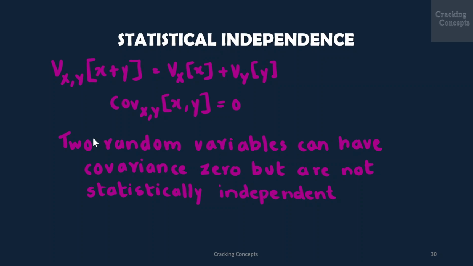The last point may not hold in converse, that is, two random variables can have covariance 0 but are not statistically independent. To understand why, recall that covariance measures only linear dependence. Therefore, random variables that are non-linearly dependent could have covariance as 0.